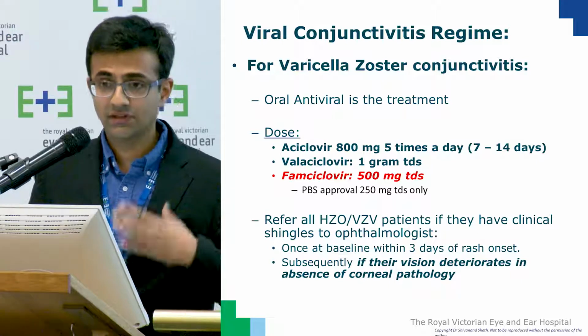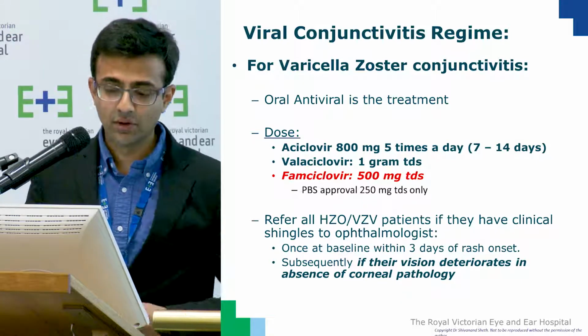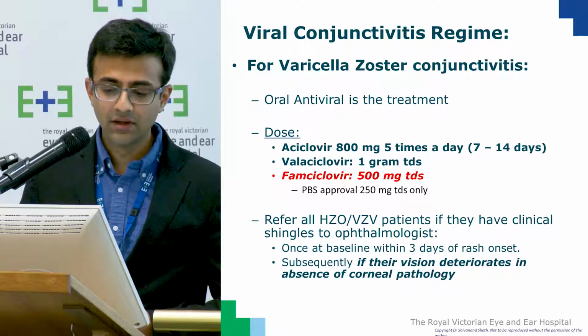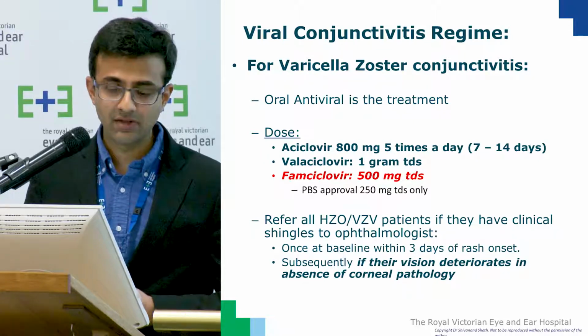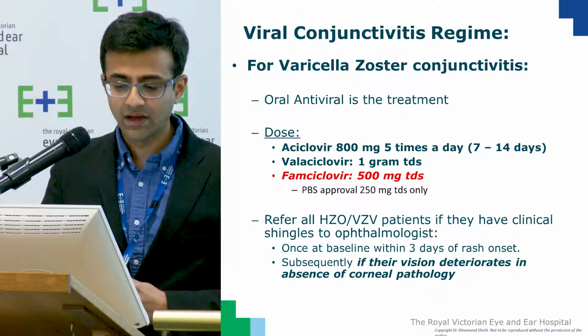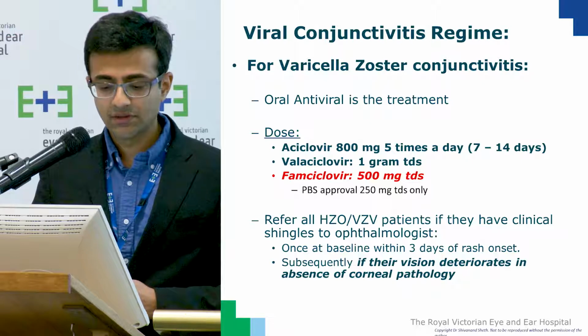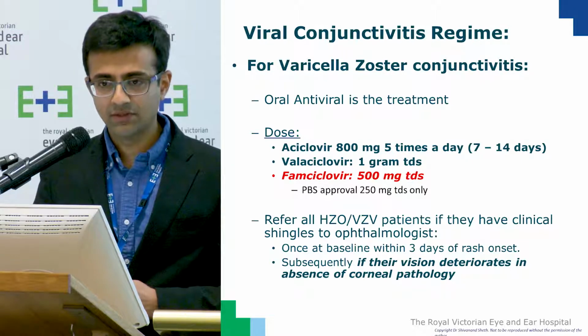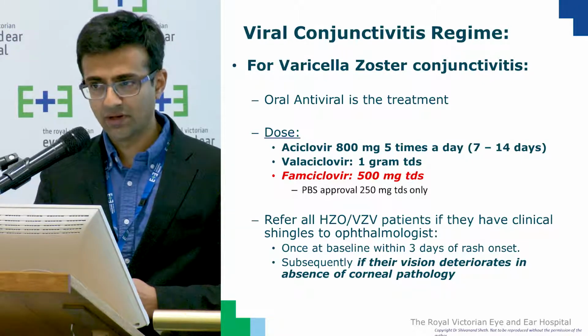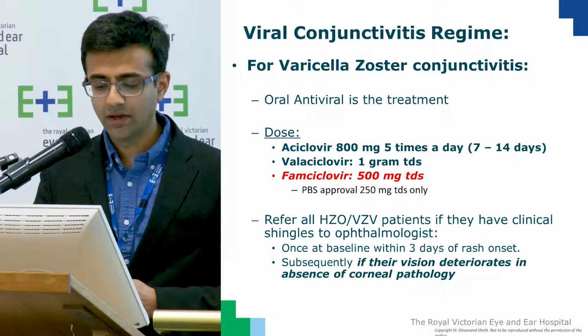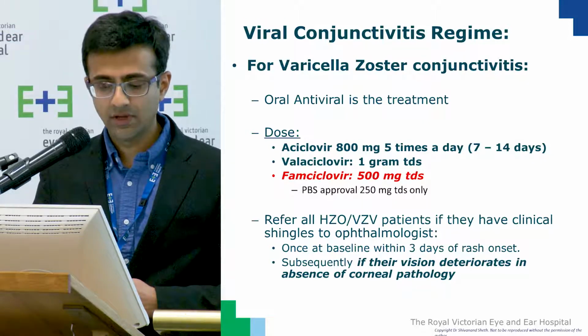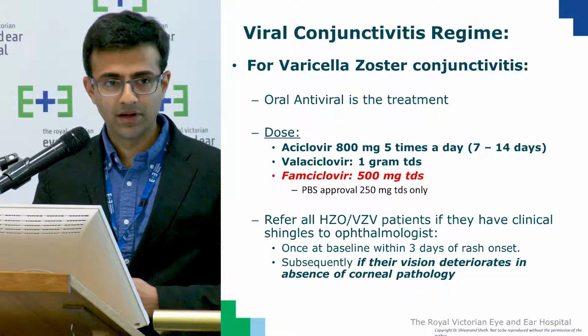So the zoster is, if it's a shingles episode with a corneal or conjunctival involvement, then you have to start them on oral antivirals because it's beyond the eye. And the treatment dose for herpes zoster or shingles episode is 800 milligrams 5 times a day for 7 days, but up to 14 days if the rash hasn't completely gone away. Valacyclovir 1 gram TDS and famciclovir 500 milligram TDS.